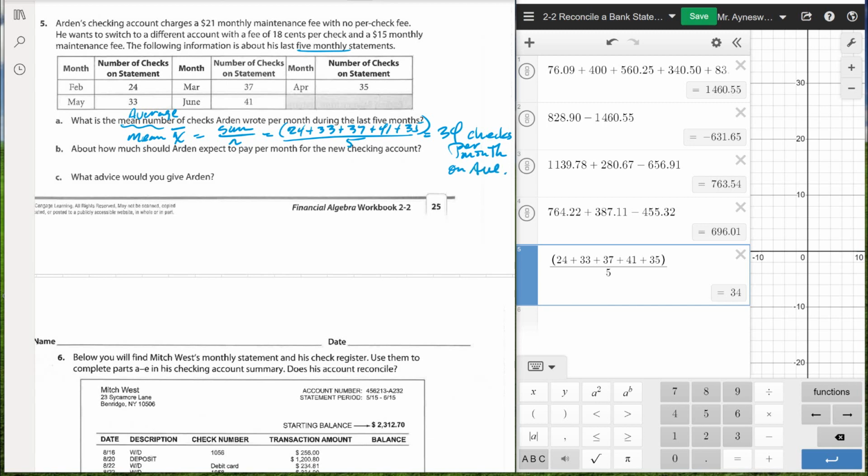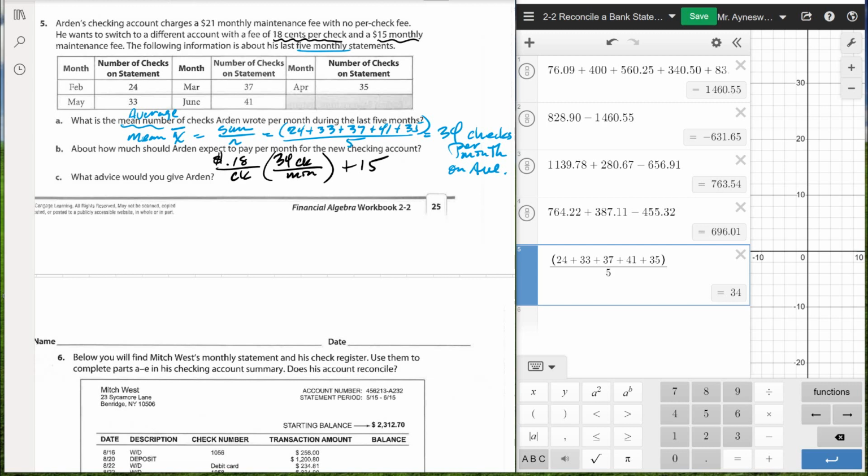About how much should Arden expect to pay per month for the new checking account? Now it says up here that they charge 18 cents per check plus a $15 monthly maintenance fee. So 18 cents per check, so 0.18 per check, and there are 34 checks on average. Let me put the units in: 18 cents per check times 34 checks per month, plus a $15 fee.